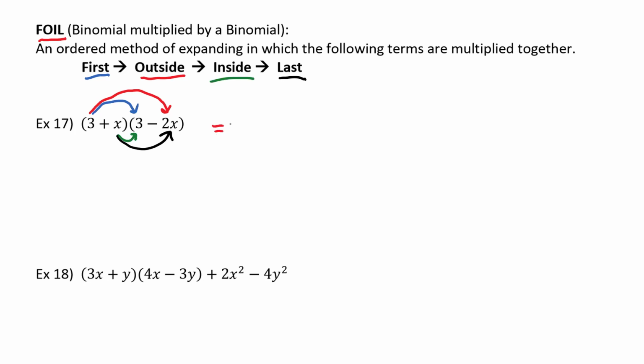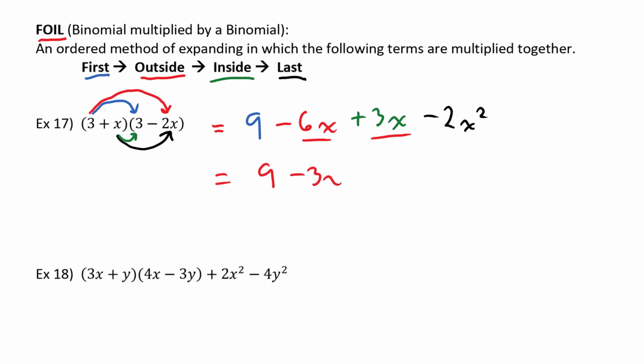Let's see what that's equal to. I'll try and color code it for you. 3 times 3 is 9. 3 times minus 2x is minus 6x. X times 3 is 3x. And finally, x times minus 2x is minus 2x squared. Can we collect like terms? We sure can. These both have a value of x on them. This gives me 9. Minus 6 plus 3 is minus 3x minus 2x squared.